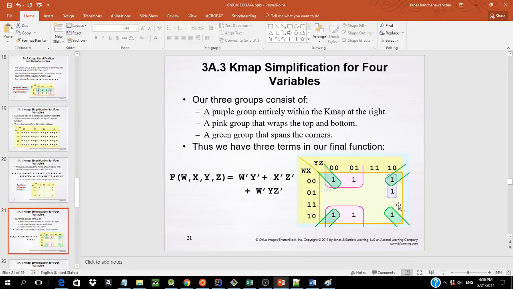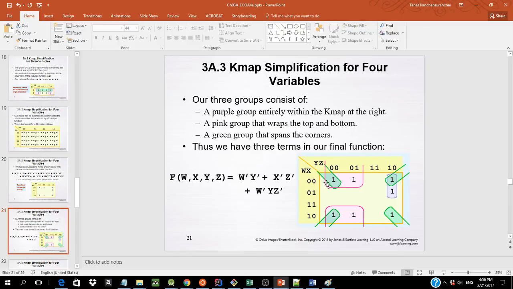And then we can simplify that. Let's say the corner one, let's look at it. W is not in common, right? X is 0, 0. Okay, X is in common for the corner, right? So we have X bar. And then Y is not, right? 0 and 1. But Z bar is, right? So that's why we have X bar, Z bar.